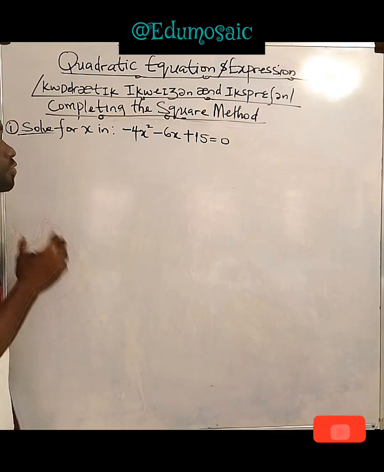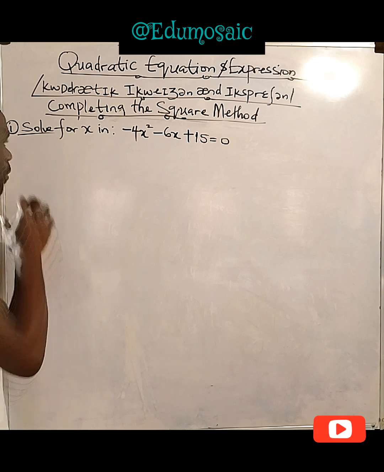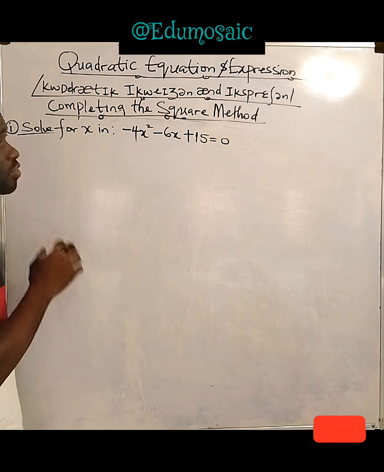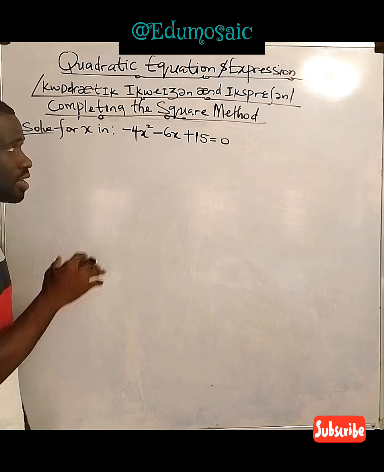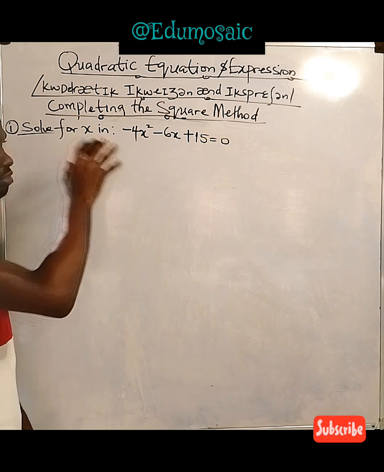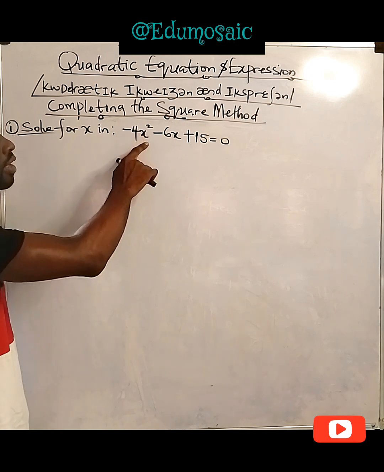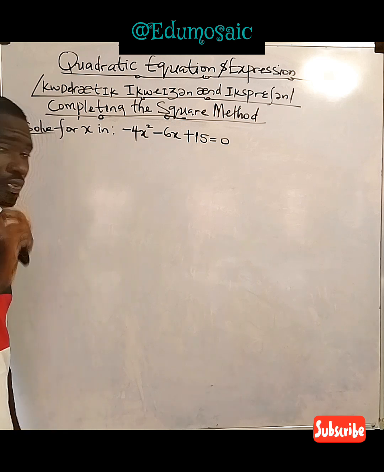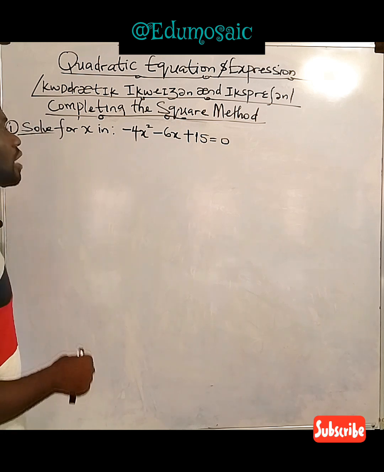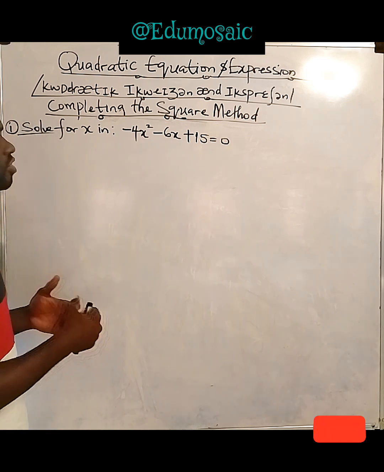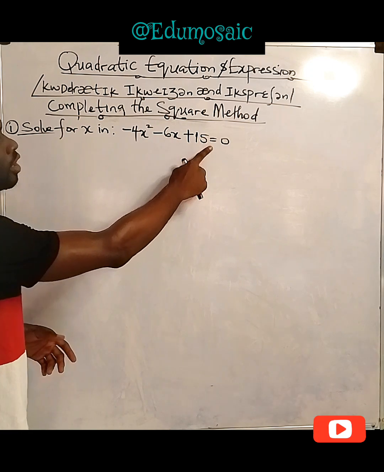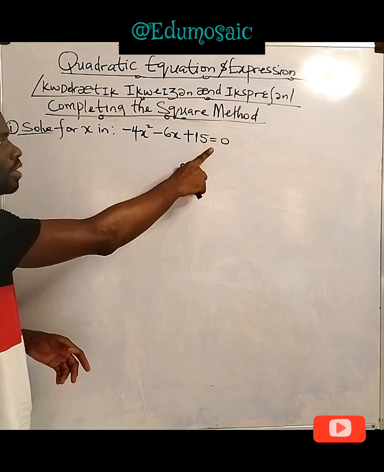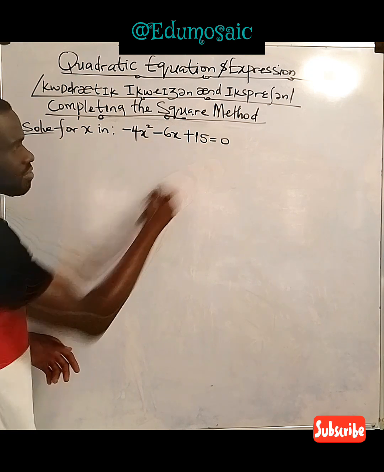Okay, right here we have the first worked example. Now we have to solve for x in minus 4x squared minus 6x plus 15 equals 0. Now this is quadratic. As you can see, the highest power we have here is 2. That's the first thing we have to watch out for. This is not just a quadratic, this is a quadratic equation. We have the presence of an equality sign. It means there's a balance between this side and this side.